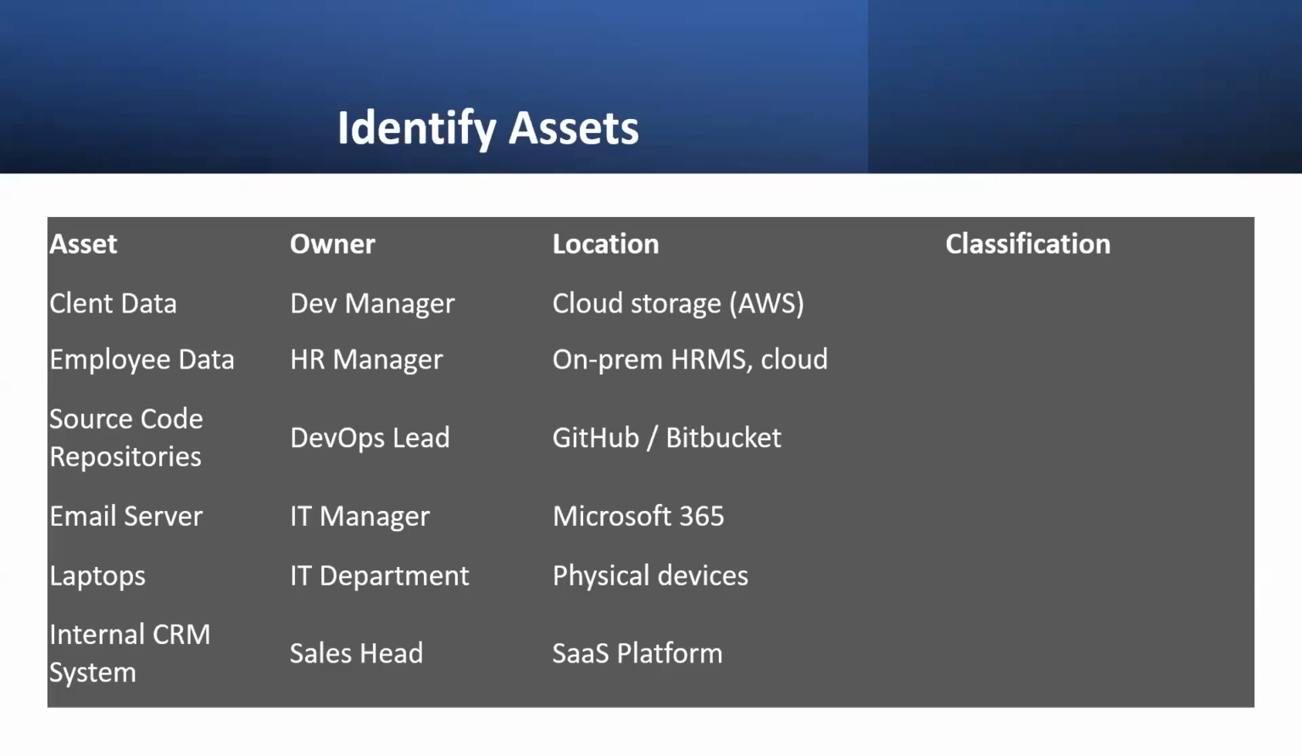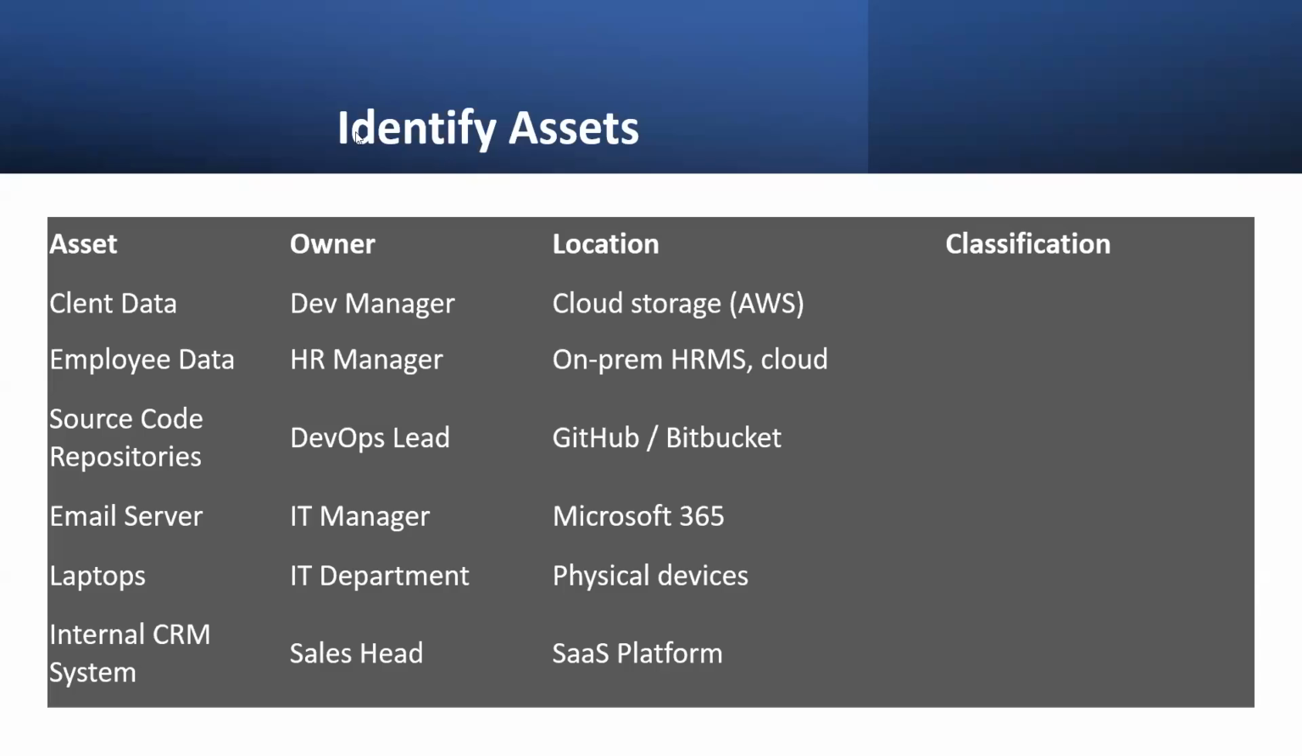Then the laptops. These are your physical devices. Who makes sure of this? The physical devices are provided by the IT department. There is a possibility of theft, loss, or physical tampering of the devices, so make sure you have good security protection for those devices too. Then we have the internal CRM system, a SaaS platform. Again, we are relying on a third party, similar to Microsoft 365.